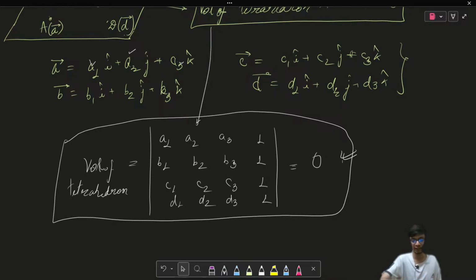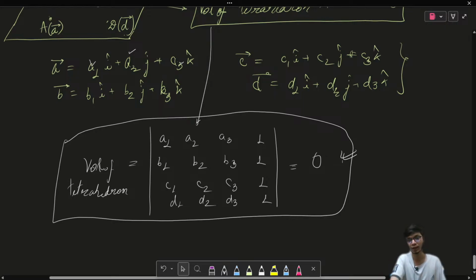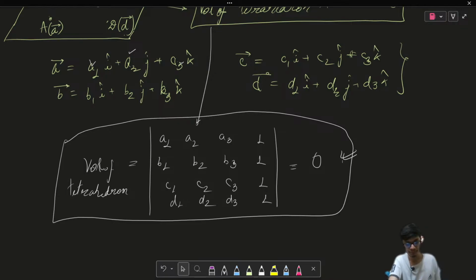However, an easier way to obtain the coplanarity condition is... I'm from IIT Kharagpur, okay? Yeah. So I hope you got your answer, Biswajit.